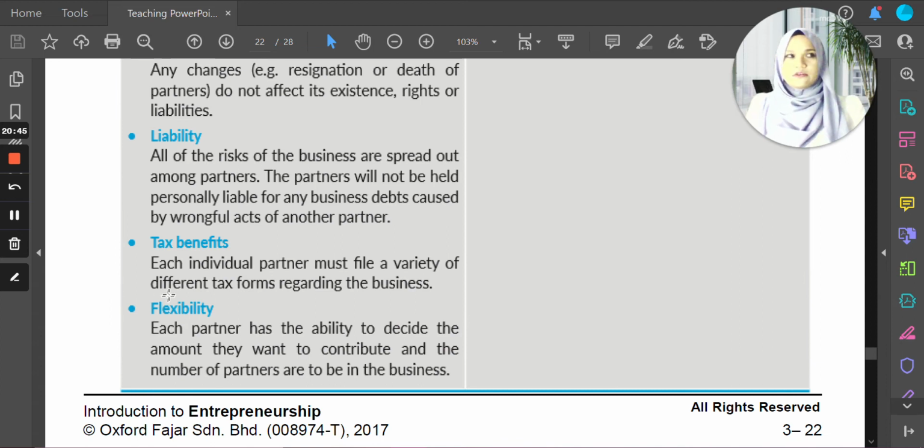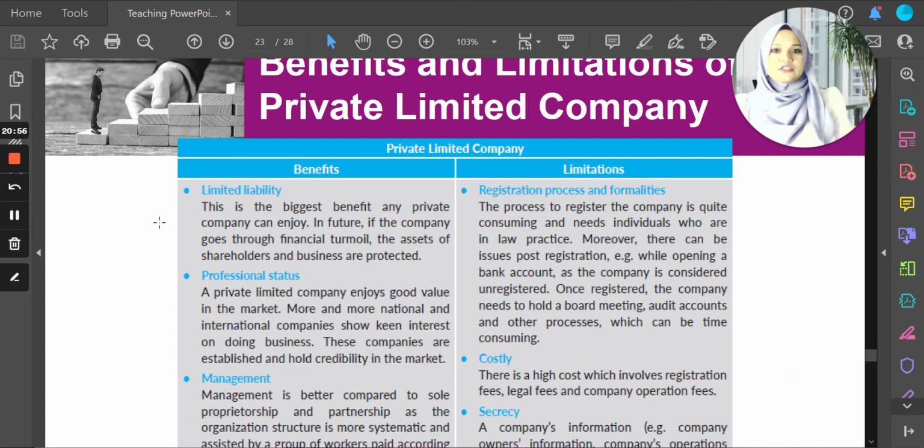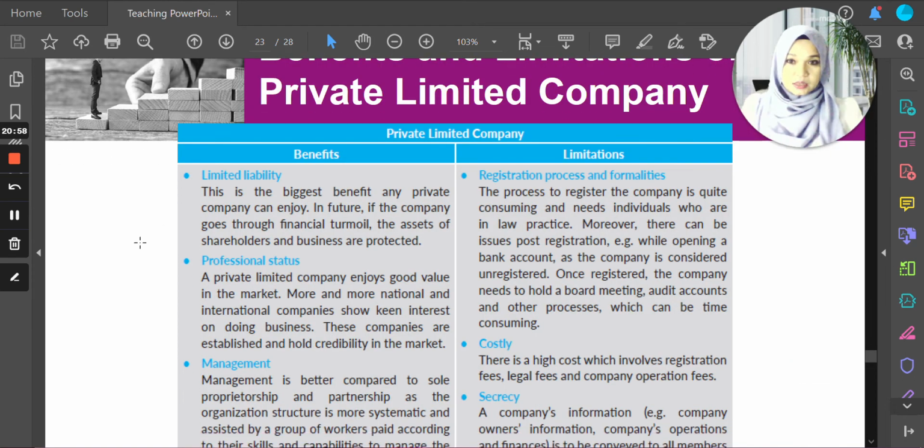And of course they also have this flexibility, where each partner has the ability to decide the amount they want to contribute, and the number of partners that are to be in the business. Next one, private limited company. Talking about private limited company, this is the only one I call a company. The others I call businesses. A business could be private limited, a sole proprietorship, a partnership or a limited liability partnership. But when I say company, that means it is a private limited company.